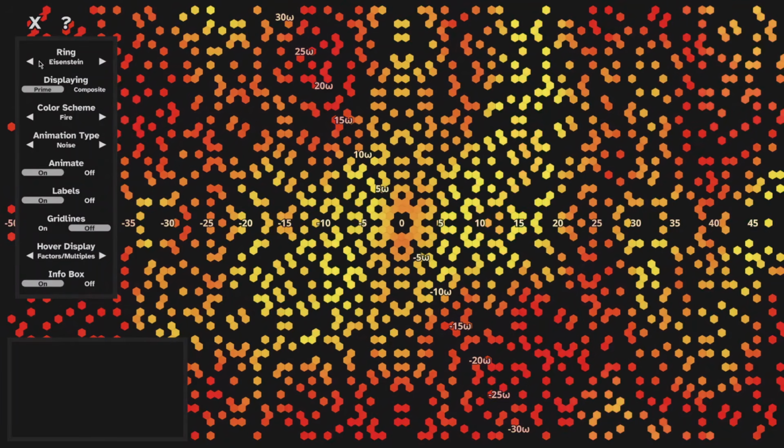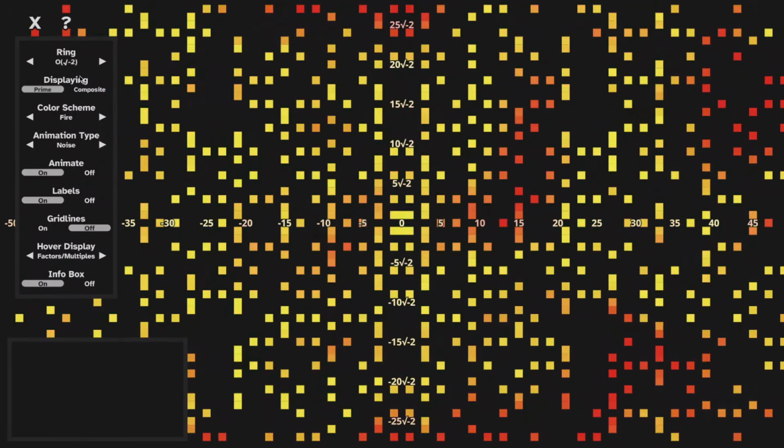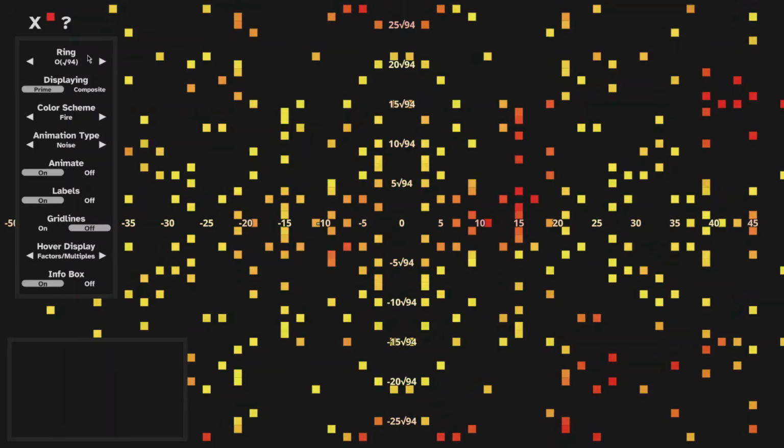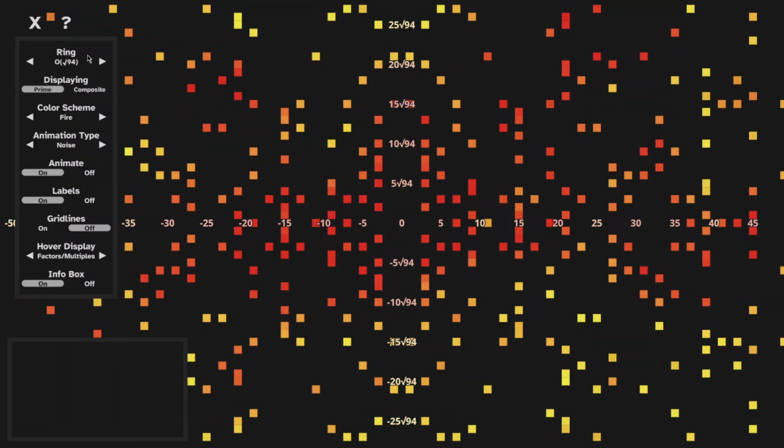And you can also view other kinds of primes, like the ones we get if we use root -2, or root -67, or root 94. And I'll be talking about all of these in my next video.